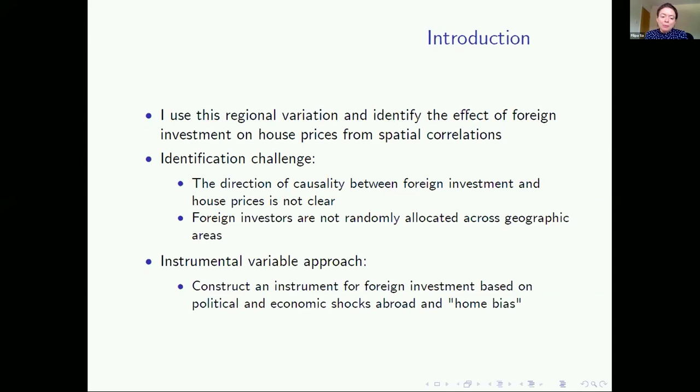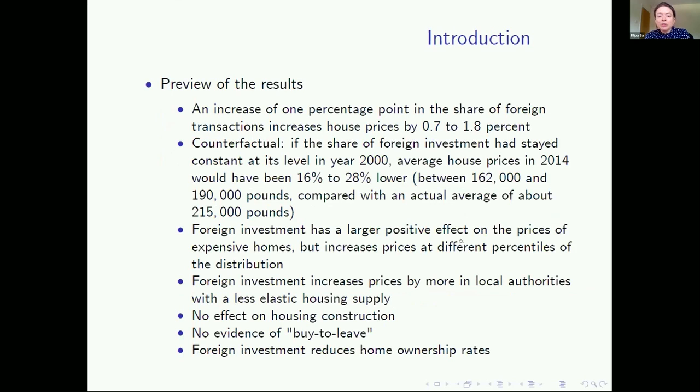So the way I deal with that in the paper is to use an instrument for foreign investment. I'll tell you a lot more about the instrument, but it will be based on the idea that if there are political or economic shocks abroad, foreign investors may be more tempted to invest in the UK housing market as a kind of safe haven effect. And I will also be using the idea of home bias. So when foreign investors decide where they want to invest, they will choose areas where people from their country are already living.